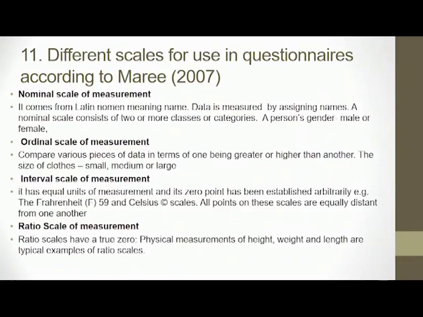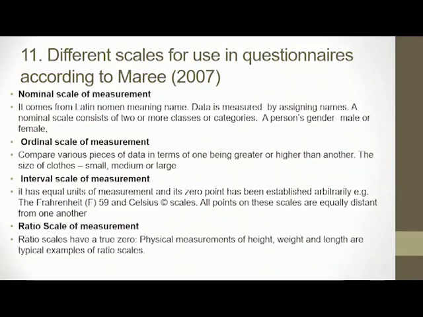Then we have the interval scale of measurement, which has equal units of measurement, and it also has a 0 point. For instance, we have the Celsius scale, where we say the temperature today is 39, the temperature today is 15, the temperature today is 0, the temperature today is minus 10. It's an example of a Celsius scale.